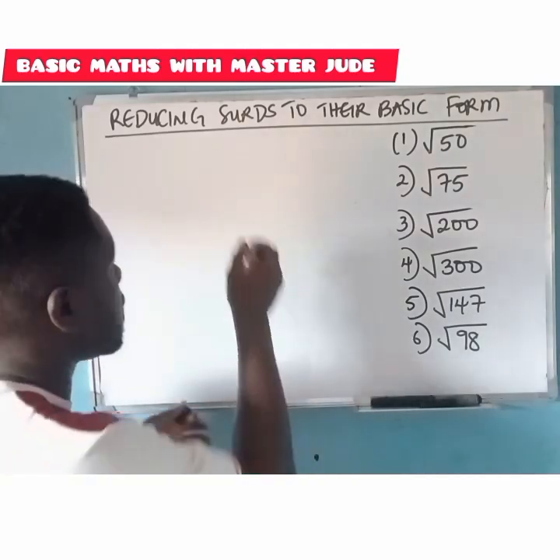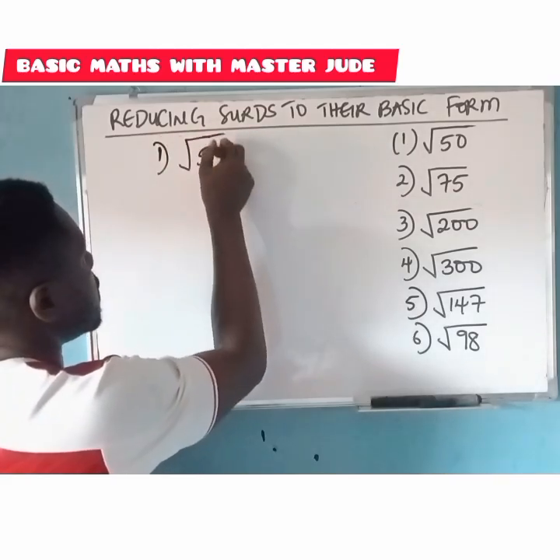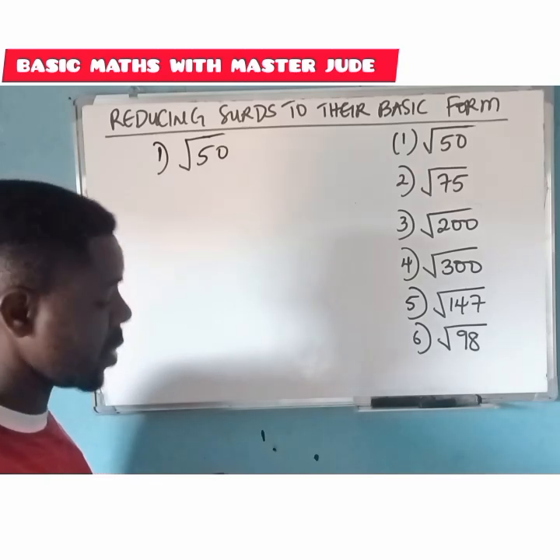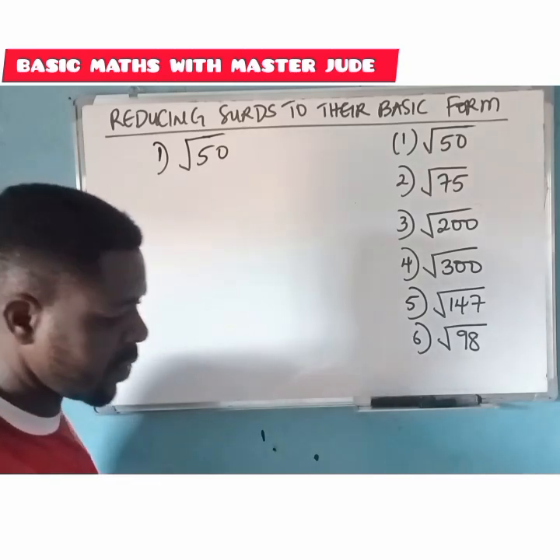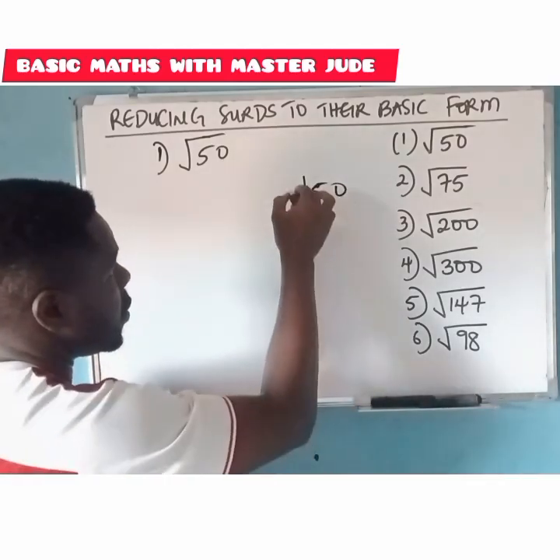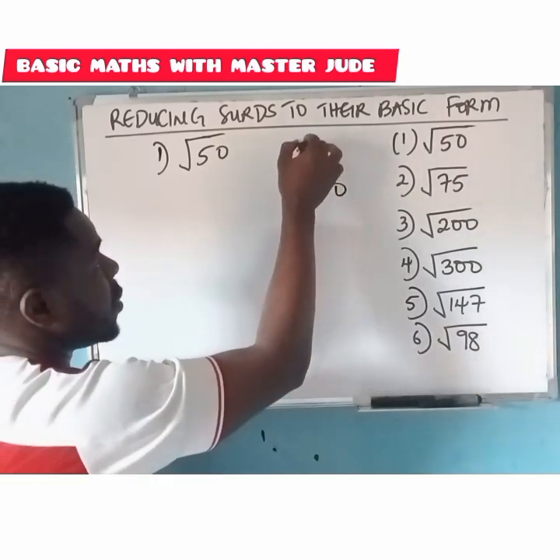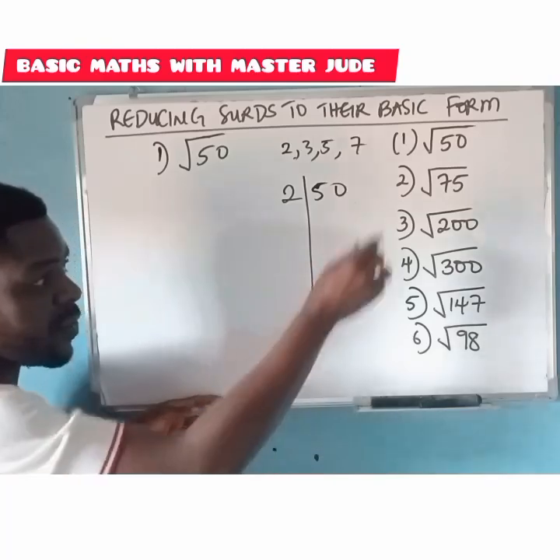Okay, now let's take number 1, root 50. Now, to do so, I'll look for two numbers that if I multiply will give me what? 50, and one must be a perfect square. Now, you can use the long division to do so. You're going to use prime numbers like 2, 3, 5, 7 to divide.